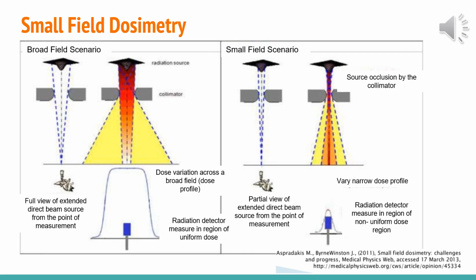So the small field range is less than 4 by 4 centimeter square. Anything less than 4 by 4 centimeter square considered to be a small field scenario.